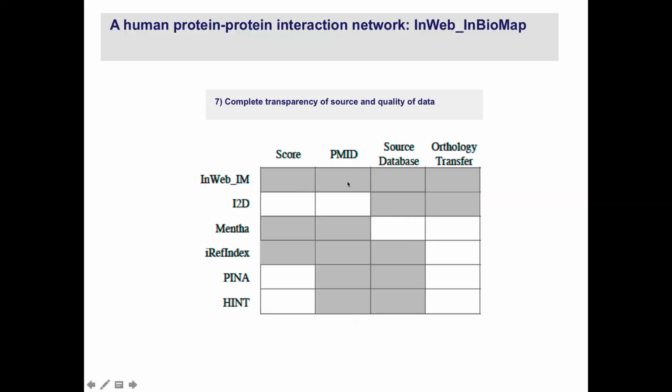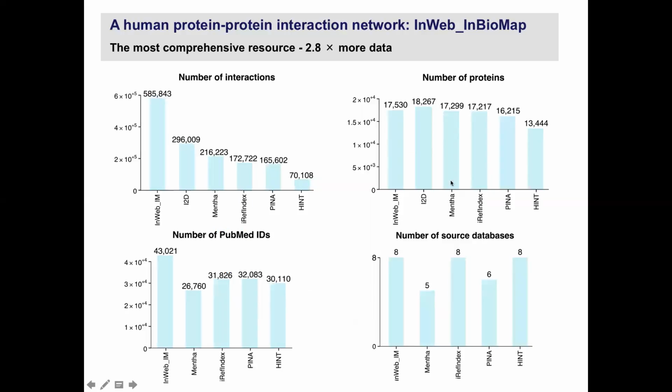We provide the publication that supports each of the interactions, which source database that interaction is extracted from, as well as which organism that data is transferred from. Here we show that InWeb IM is the largest network in terms of the number of interactions, as well as the number of publications supporting these interactions. And most notably, we draw data from 34.1% more publications compared to the second largest network, I2D, PINA, in terms of coverage.